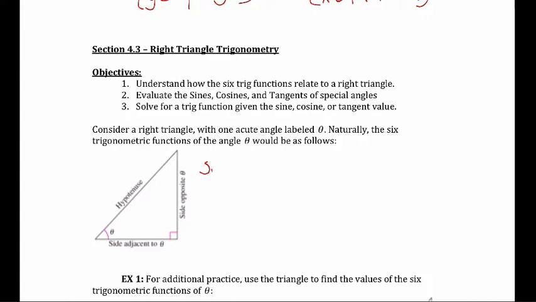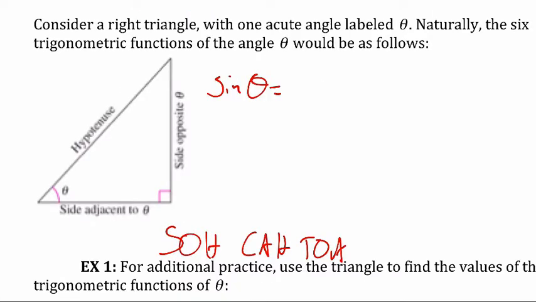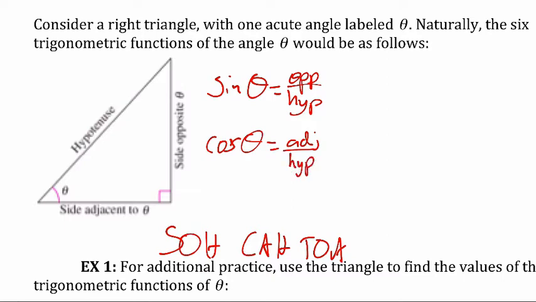So the sine, if you think back to when we first learned about it, SOHCAHTOA. The sine is SOH, the sine of our angle. OH stands for opposite over hypotenuse. The cosine, CAH, so cosine of angle theta, is the adjacent over the hypotenuse. And then the tangent of our angle is opposite over adjacent, TOA.